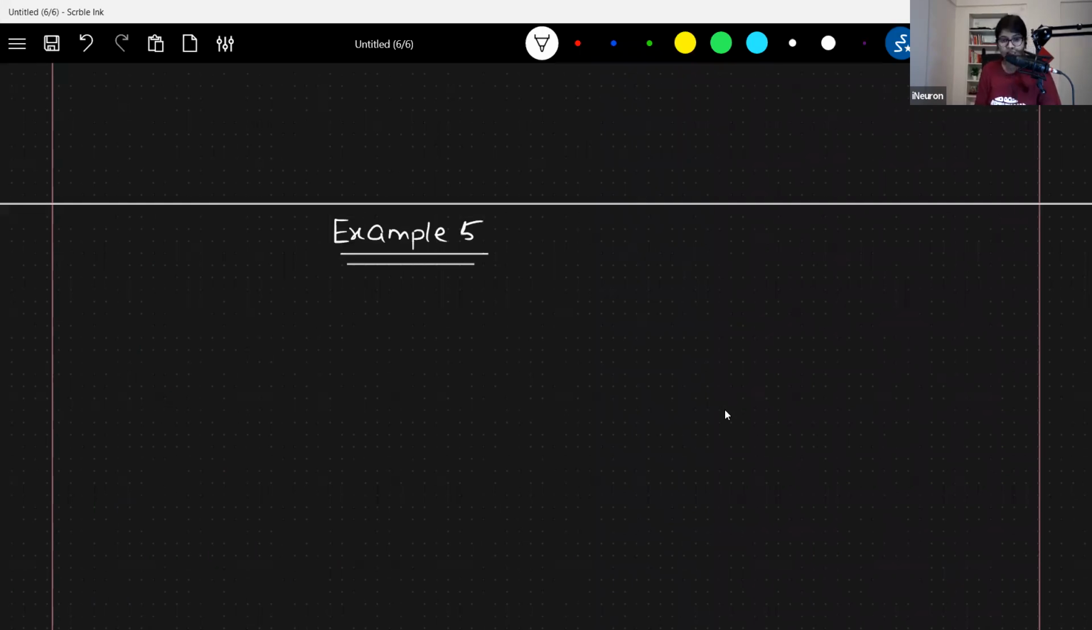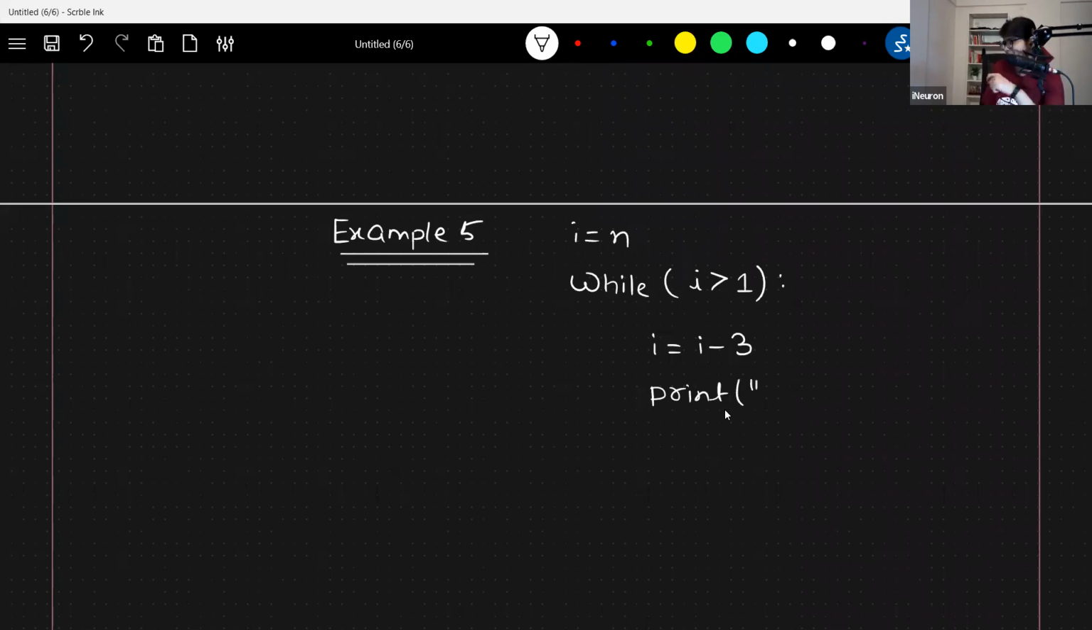Let's see. Here, what I'm doing is that the value of I is equal to n, while the value of I is greater than 1, I is equal to I minus 3. And inside that, I am printing something. Maybe let me print the name of some other student now. Why print my name again and again? Pradeep.